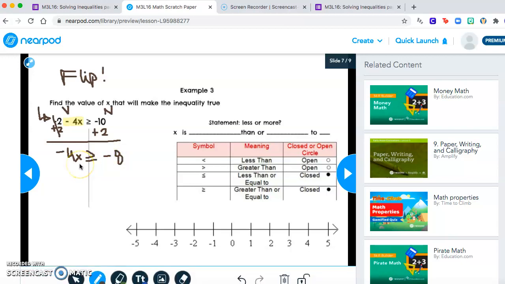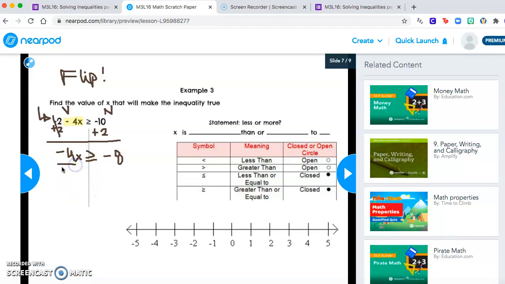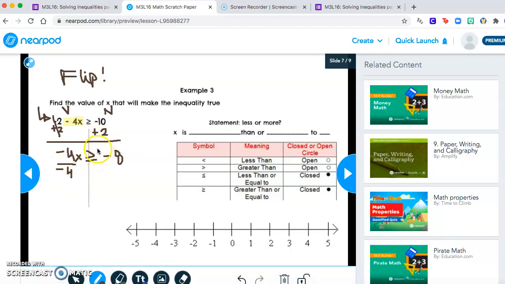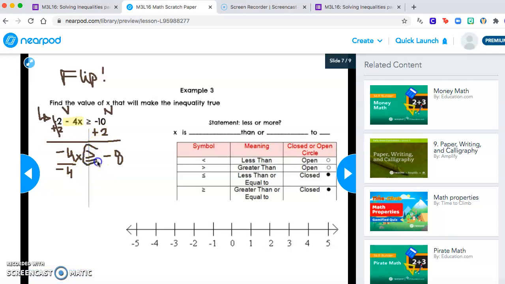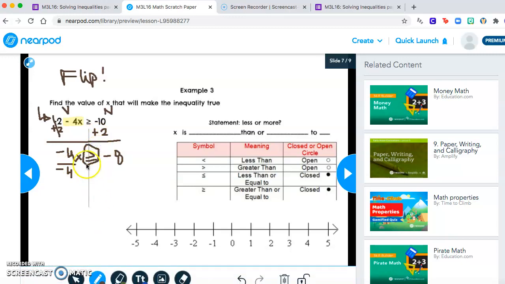Okay, so remember, when you try to get 1x, remember what happens. I'm now dividing by negative 4. If I'm dividing by negative 4, you all know what has to happen to this. This needs to flip. So that's all I'm going to tell you for now.